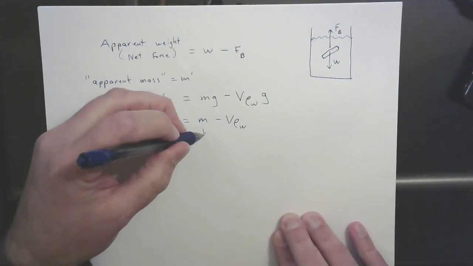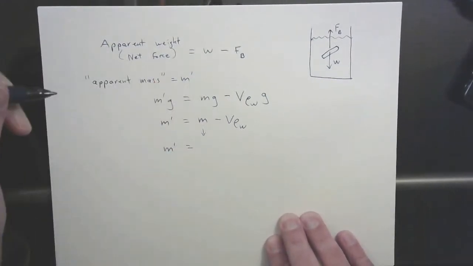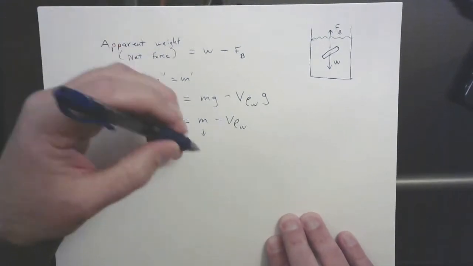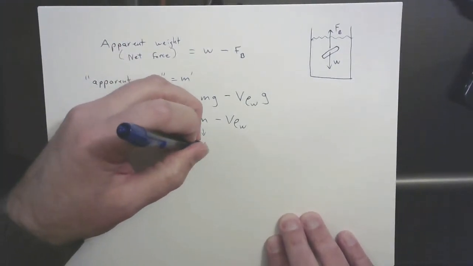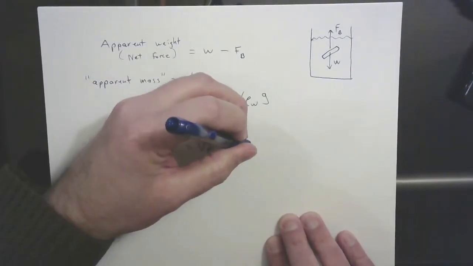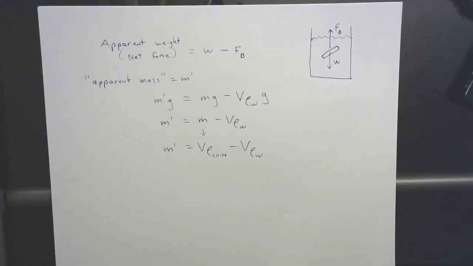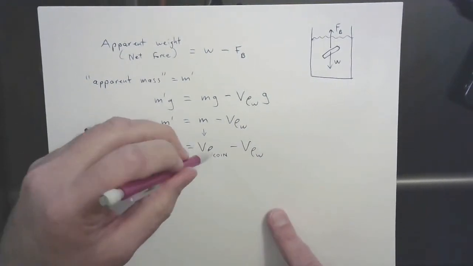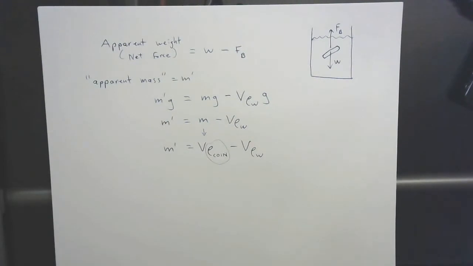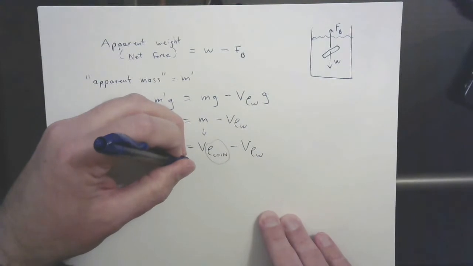This mass could be rewritten if you wanted to, and I think we probably do, in terms of the density of the coin itself. So it's the volume of the coin times the density of the coin minus the volume times the density of water. And that's what might be of interest when you are doing this problem. So the density of the coin is the thing to solve for. So we'll solve for that.